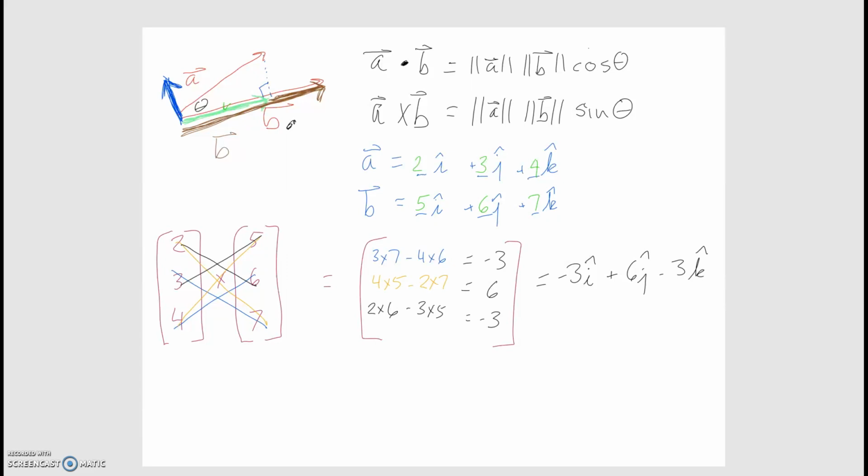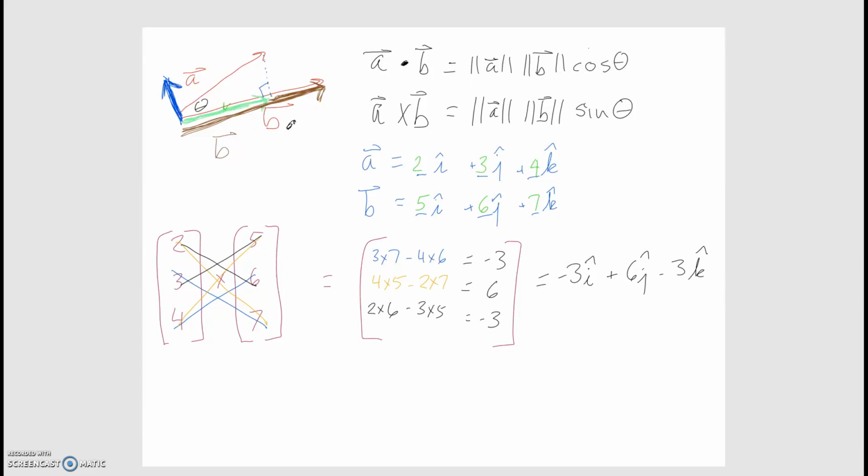Then for the third component, the k part of this vector, I ignore this bottom row and I go back to the way I did things. Well, that would be 2 times 6 minus 3 times 5. And so I write over here 2 times 6 minus 3 times 5. And then I just do some simple arithmetic. Of course, if these aren't integers, you're going to need a calculator, but this one is easy.